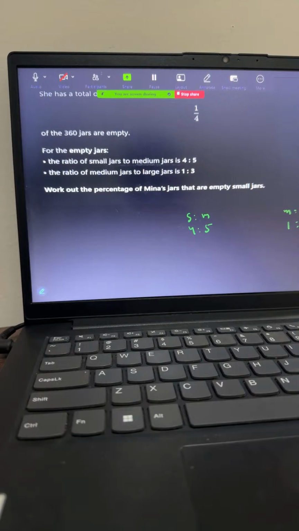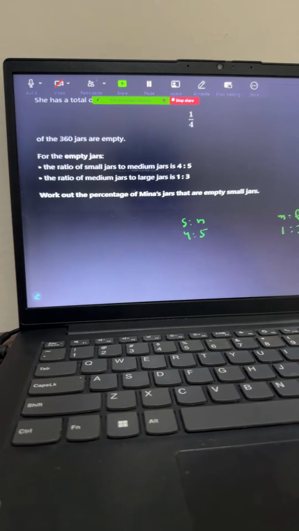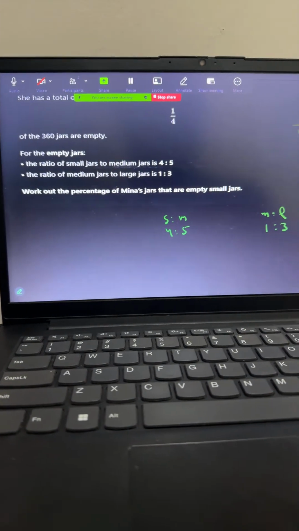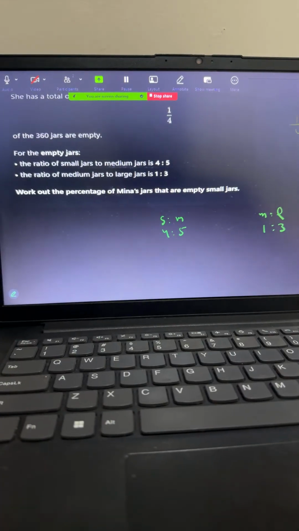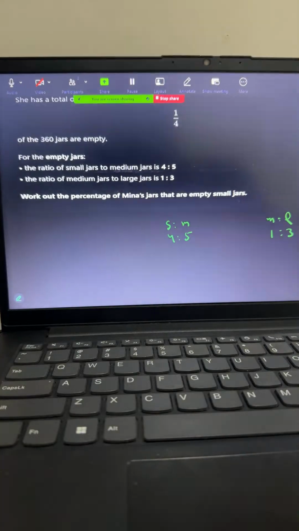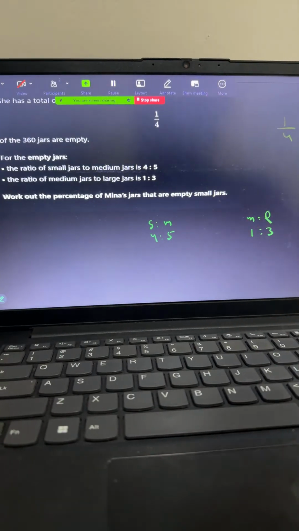So we can see that in the small to medium, you have to find the common one and it's medium. We have 5 as the medium in the first ratio. So we need to make sure that in the other ratio it's 5 as well. So we times that by 5, and we also do 3 times 5, which will be 15. So it will be 5 to 15. So when we combine all of these ratios, we will get 4 to 5 to 15.